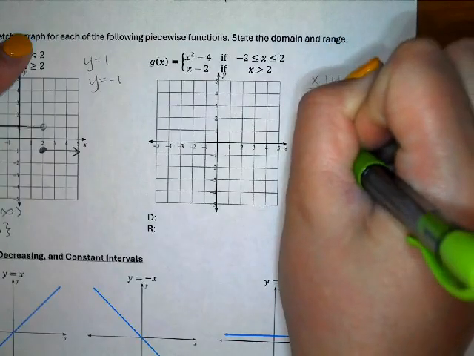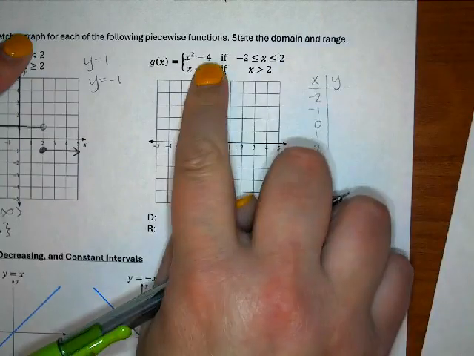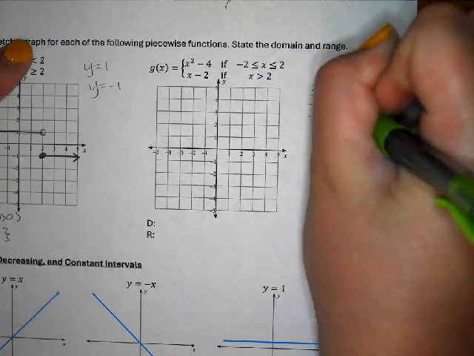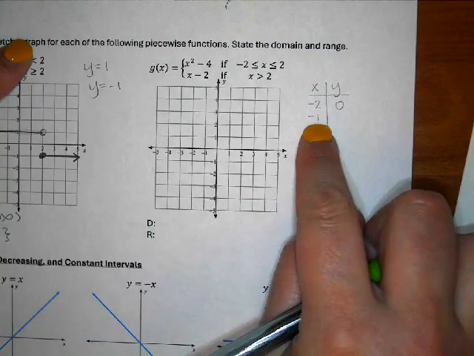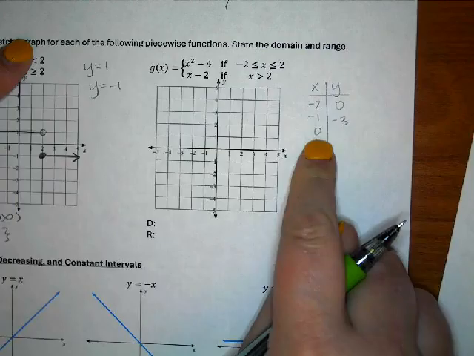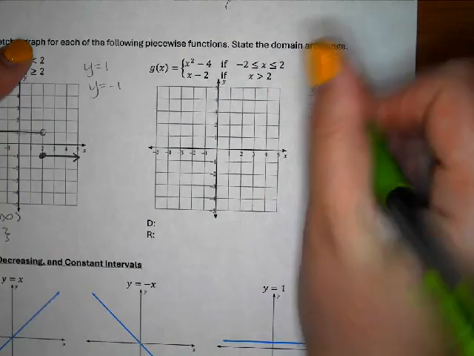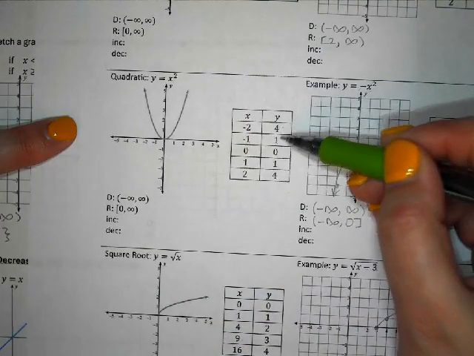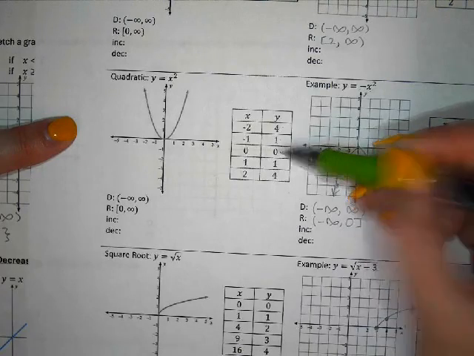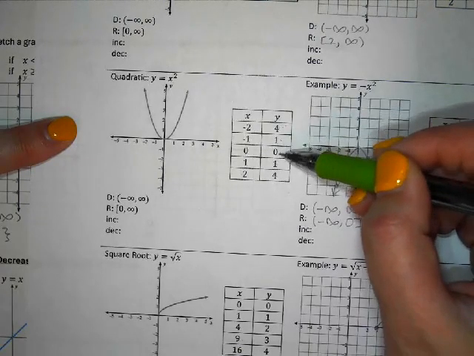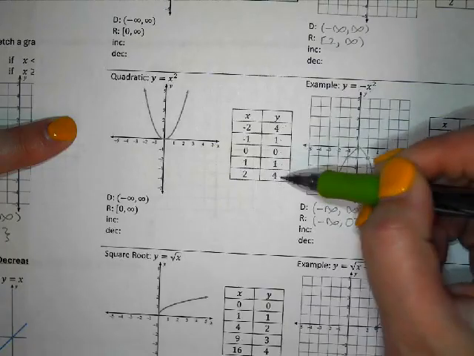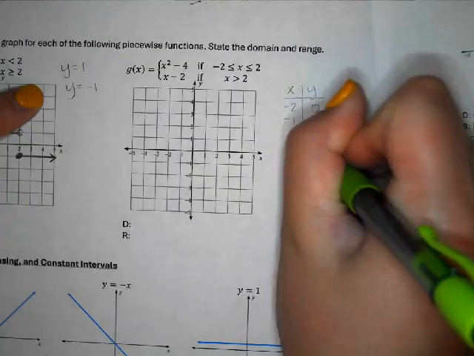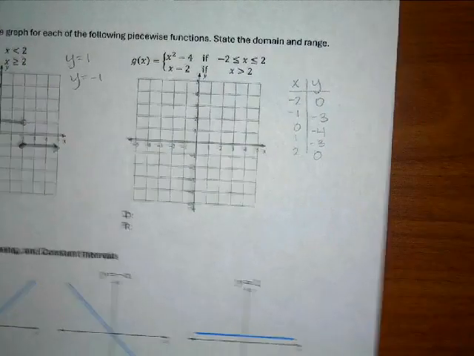And then subtract 4. So -2 squared is 4, minus 4 is 0. -1 squared is 1, minus 4 is -3. 0 squared is 0, minus 4 is -4. So you can see that what we've done is we're taking each of these y coordinates and subtracting 4. 0, -3, -4, -3, 0. Okay, so I can go ahead and graph that.